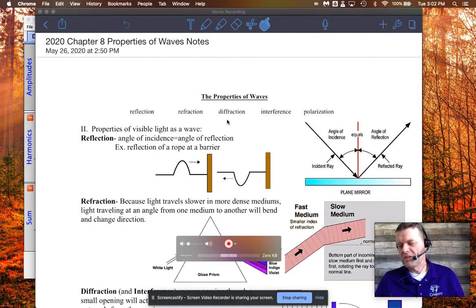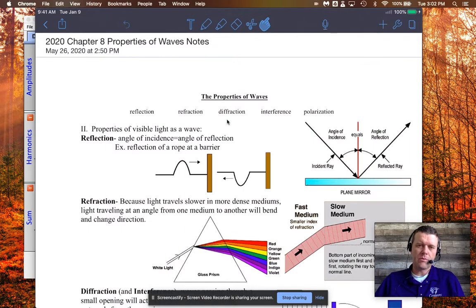Hello, Physics 20s. I want to go over some of the properties of waves today. This will set us up for some future discussions with something called closed pipes and as well two-source interference.